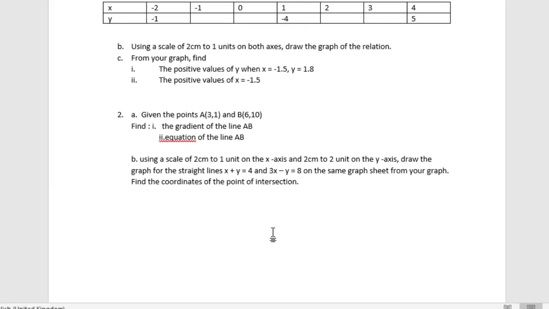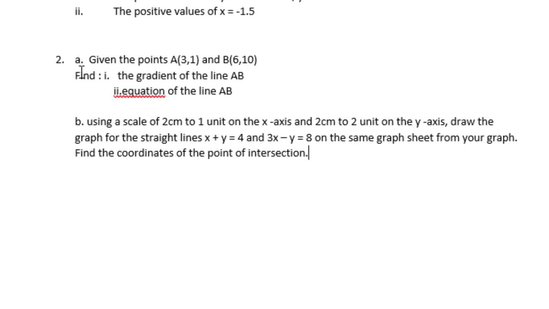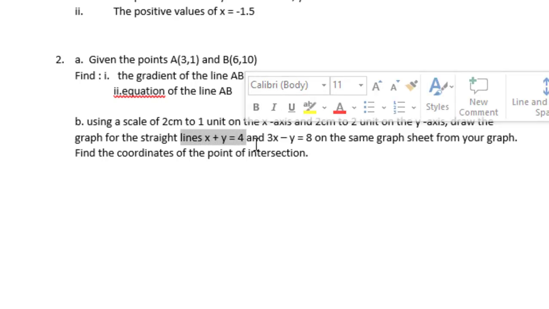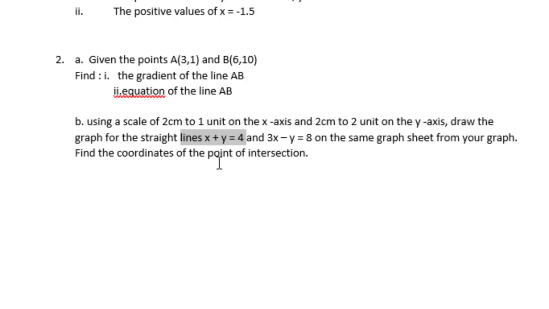Okay, so we are on the second question of question number 2, that is 2b. It says that we should use a scale of 2 centimeters to 1 unit on the x-axis and 2 centimeters to 2 units on the y-axis. Draw the graph for the straight lines x plus y equals 4 and 3x minus y equals 8 on the same graph sheet. From your graph, find the coordinates of the points of intersection. So let's get right on it.